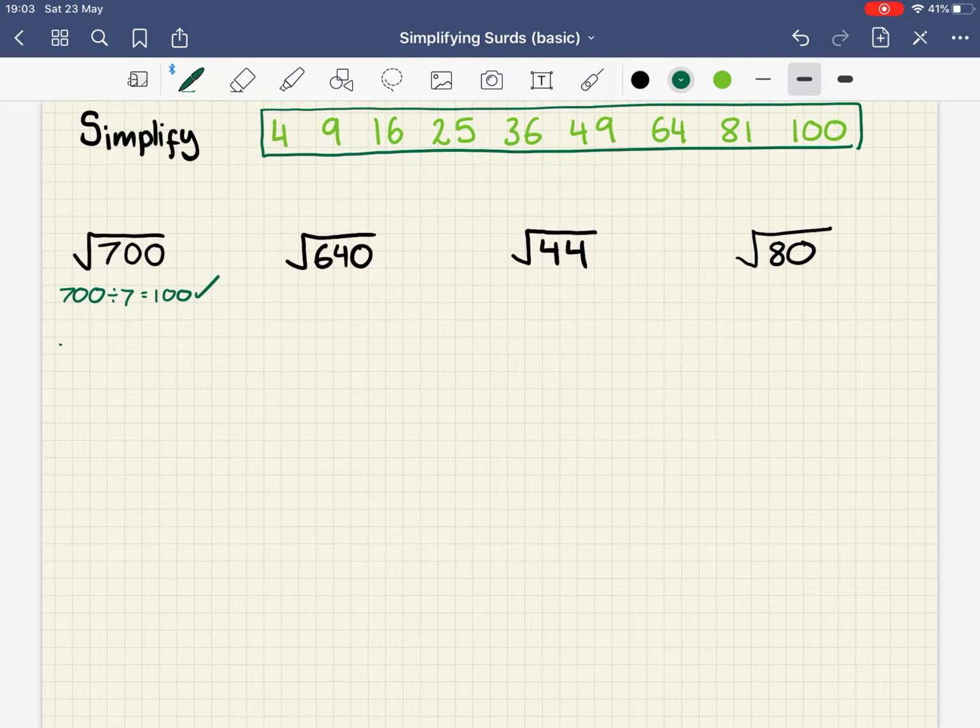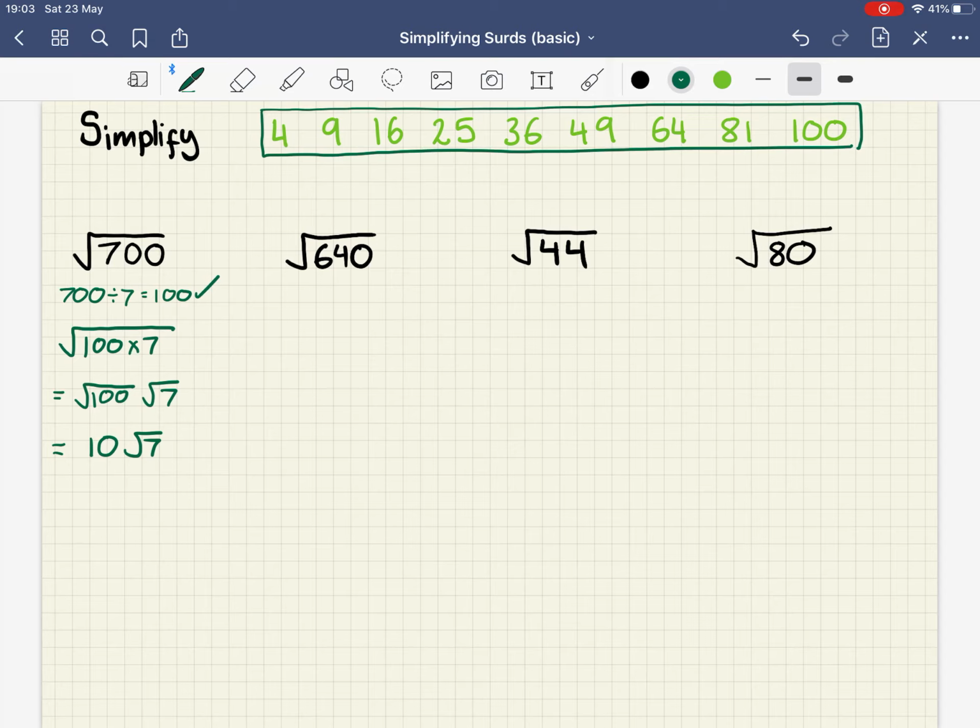And so this is now just going to be 100 times 7, which is just going to be root 100, root 7, square root of 100 is 10. So 10 root 7 is my final answer there.